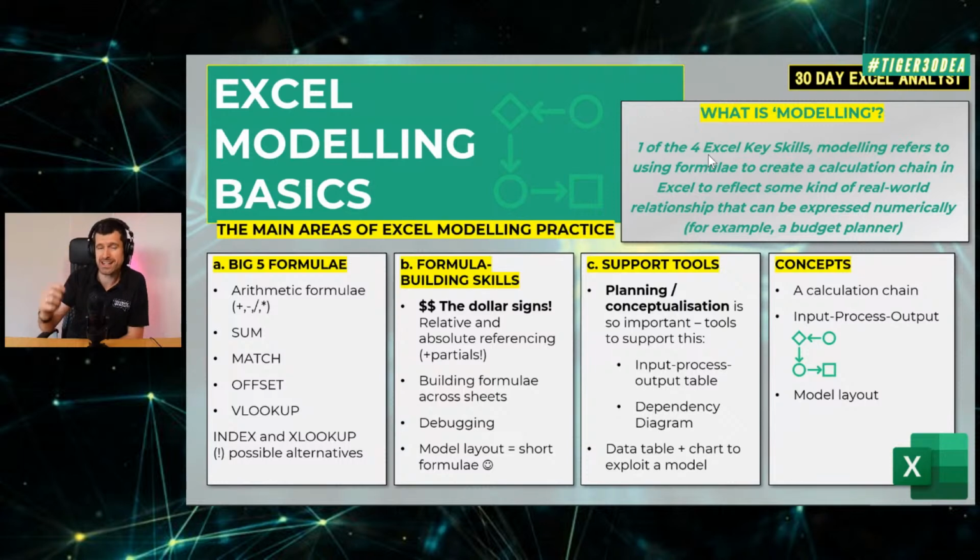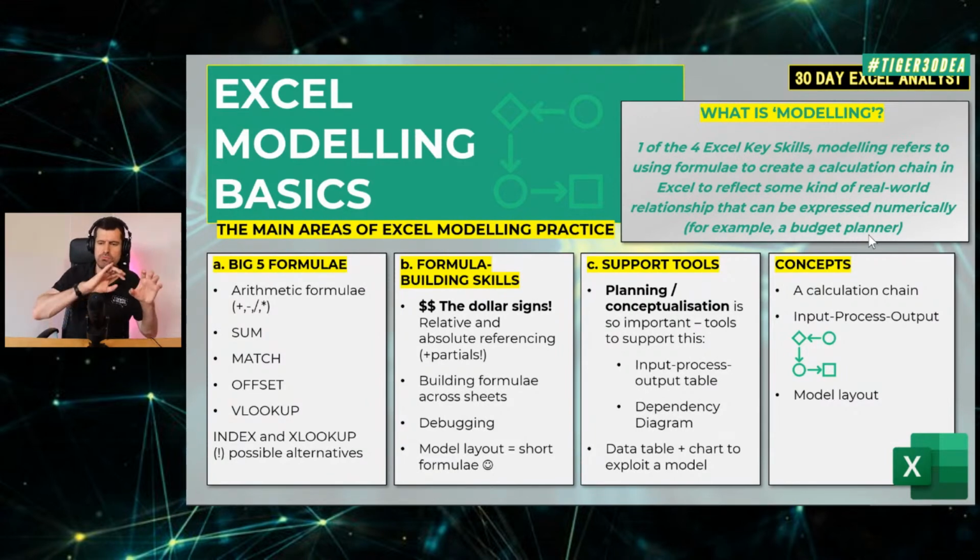So what's the defining characteristic of an Excel model? It refers to using formulae to create a calculation chain in Excel to reflect some kind of real world relationship that can be expressed numerically. That definition sounds a little bit abstract and academic, but I'll put the example here of a budget planner. If you just wanted to do some personal financial planning for the next year or so, you wanted to itemize everything that's coming in, everything that's going out, you wanted to get a balance and a bit of a forecast, we'd have to use Excel formulae like sum, for example, and then create a calculation chain.